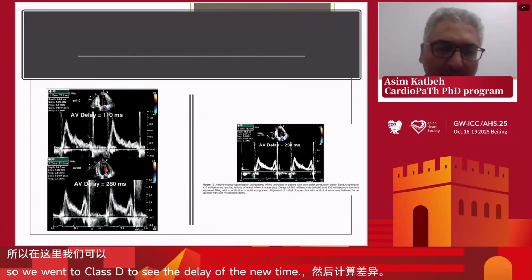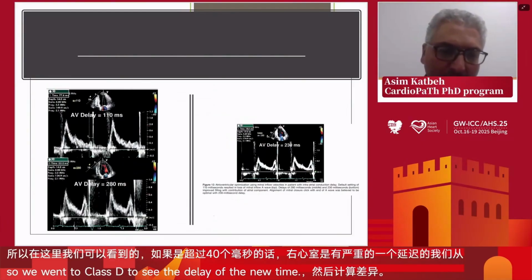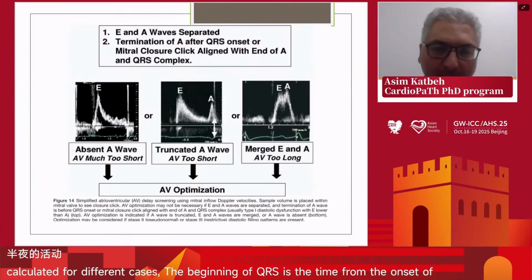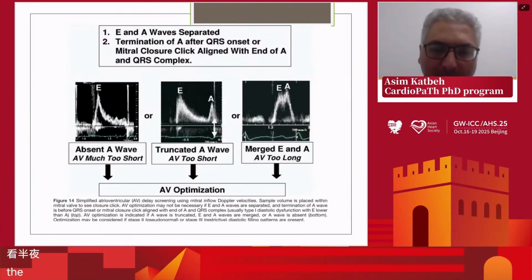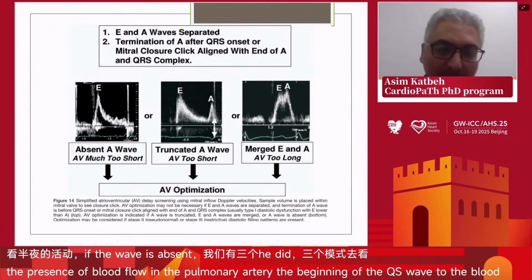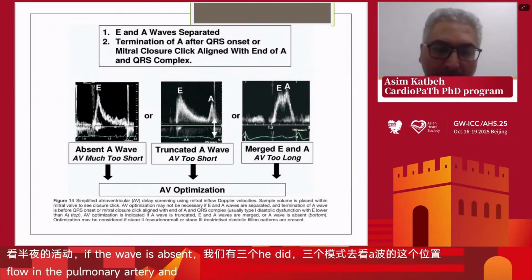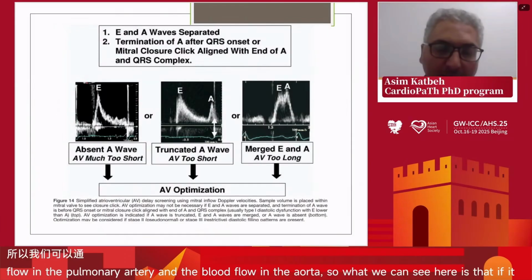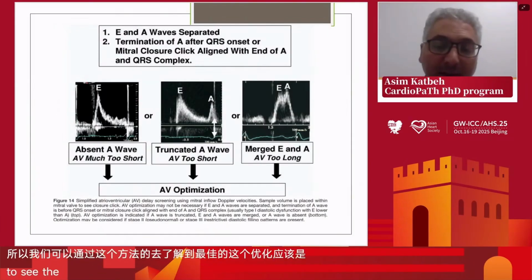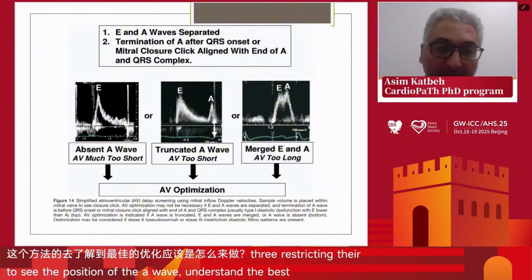And then we look at the pattern of pulse Doppler on mitral flow and look at the E and A wave. We have three patterns. If the A wave is absent or truncated, or the pattern shows merged E and A waves, then AV optimization is indicated. And also optimization might be considered if a stage 2 pseudonormal or stage 3 restrictive diastolic filling pattern is present.